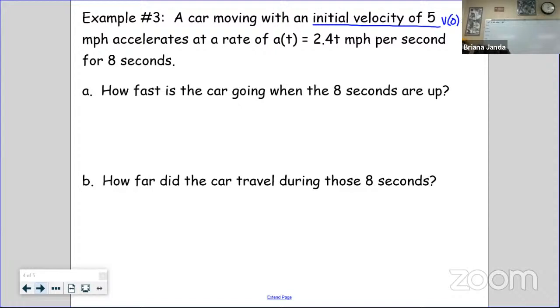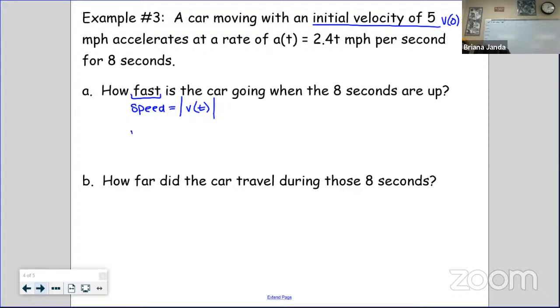So on the first question, how fast is the car going when this 8 seconds are up? First of all, how fast? The question is speed. And we have to remember that speed is going to be the absolute value of our velocity function. So we need to find our velocity function. And I can do that with my antiderivative. I know that acceleration is the derivative of velocity.